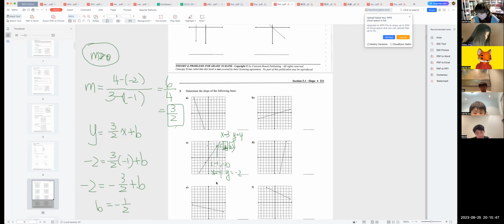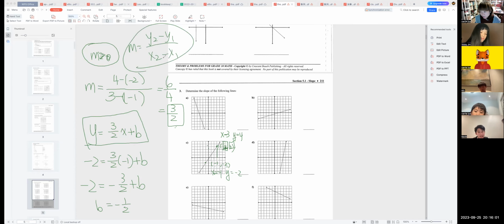No, I meant the equation. Like the formula thing. Which formula? This one? No, the m equals y2 minus y1 over x2 minus x1. I copied it down here. I told you, you must copy it down. Oh, I did copy.